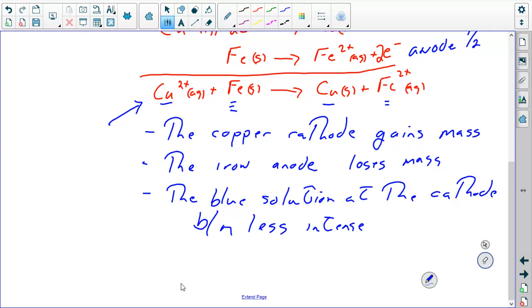What's eventually going to happen if you let this battery run long enough? You're going to run out of the iron anode. You're going to use up all that iron anode, and you're going to use up all this copper 2 solution. So when the battery in our calculators runs down, you've either used up all of the anode, or more likely used up all of the ions at the cathode.